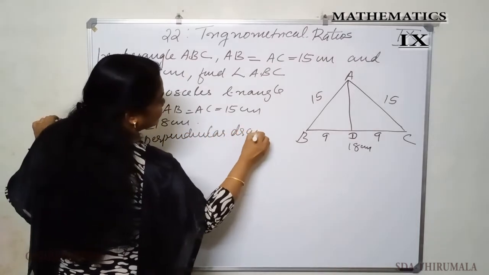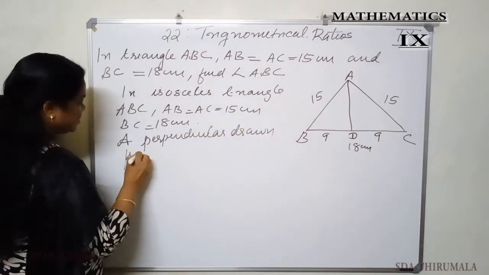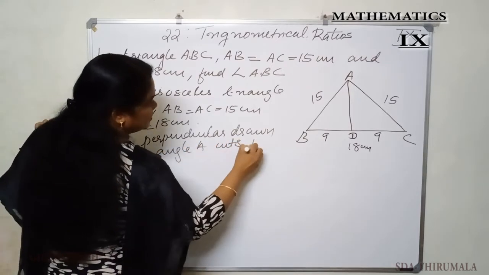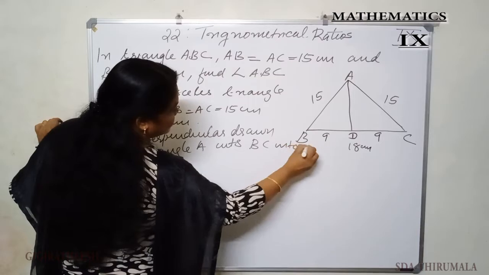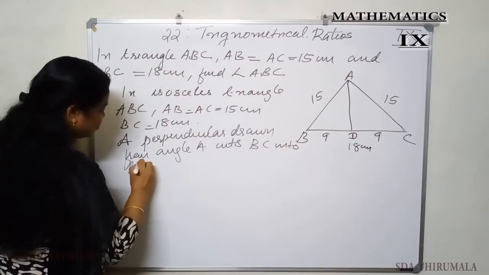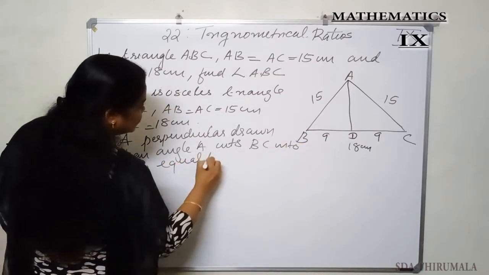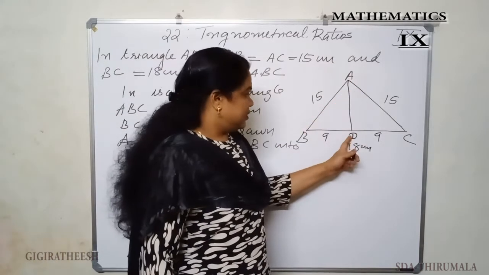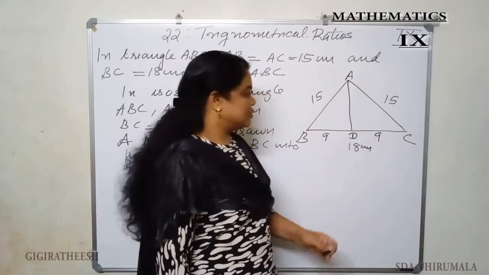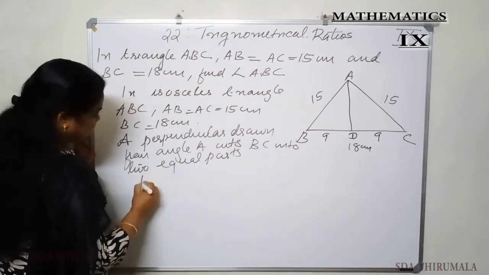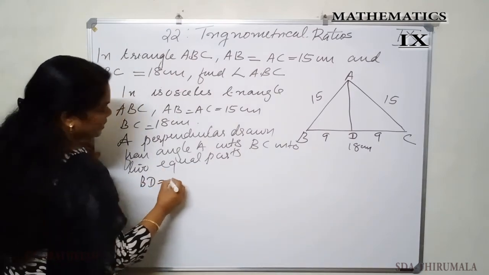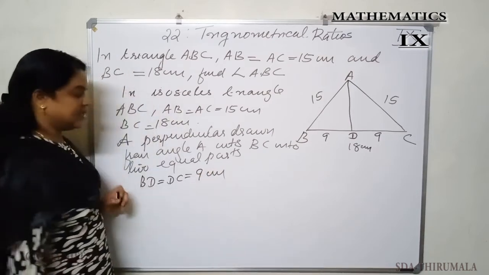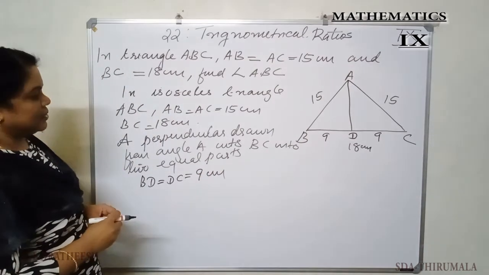Then a perpendicular is drawn from angle A, and it cuts BC into two equal parts. This perpendicular from A to D cuts BC into two equal parts. That is, BD is equal to DC is equal to 9 centimeter.